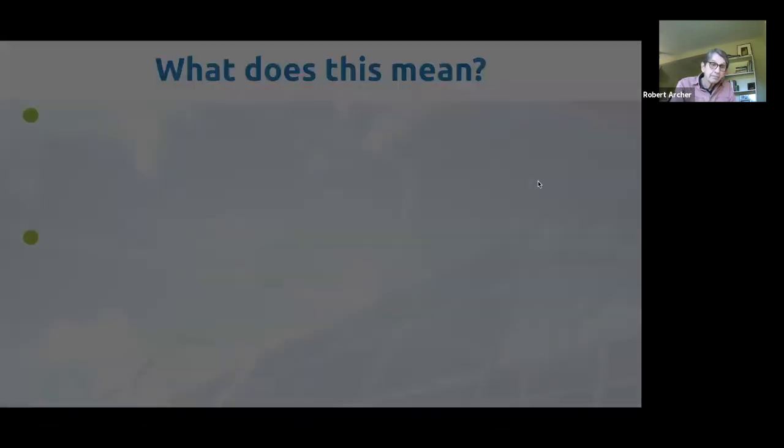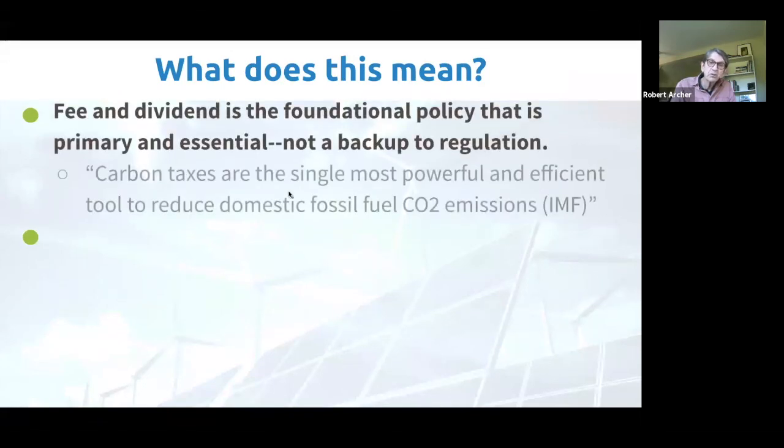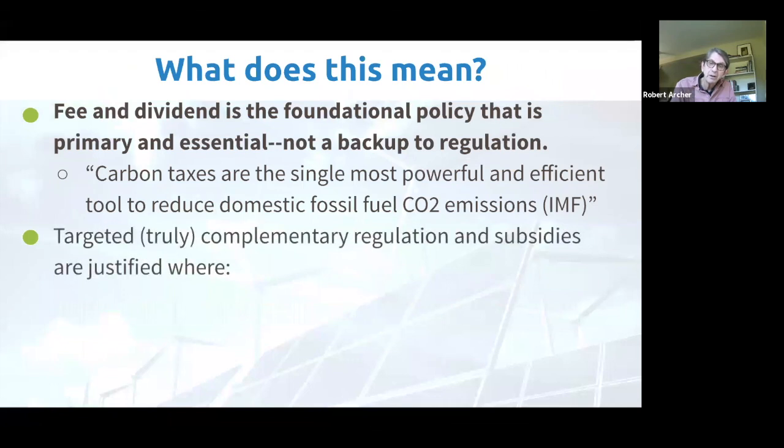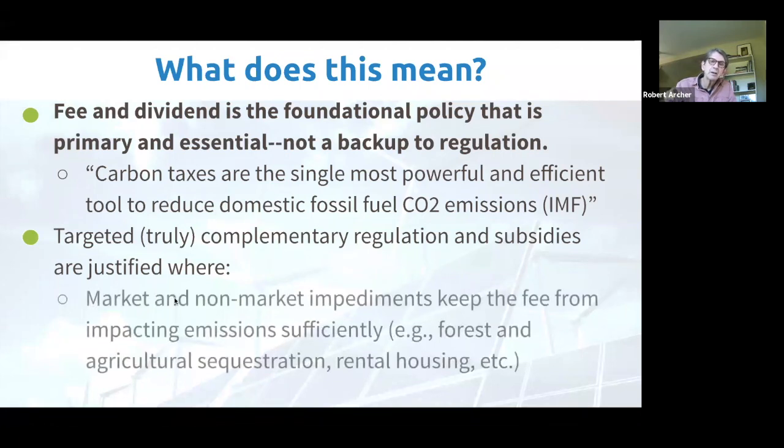What is the sound role for regulation and subsidies? Some experts suggest the following guideline, actually the Canadians, for determining when subsidies and regulations are justified. First, when a carbon fee does not impact a sector's emissions at all, for example, enteric fermentation, cow burps, soil carbon sequestration. And second, when the fee does not impact a sector sufficiently, such as rental housing, then complementary regulation would be justified, such as housing codes and efficiency programs. That, I think, is an important sequencing and relationship between CCL's carbon fee and dividend and the issue of regulations and subsidies.